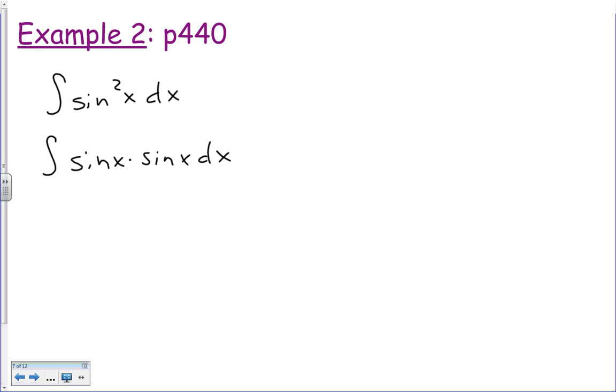So it turns out that even if you have powers of functions, you can think of those as products as well and use this integration by parts technique. So let's try that out.